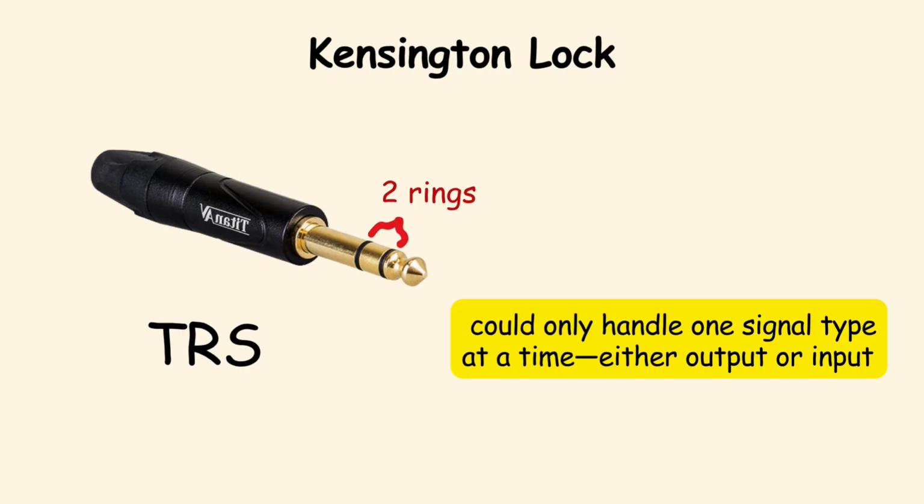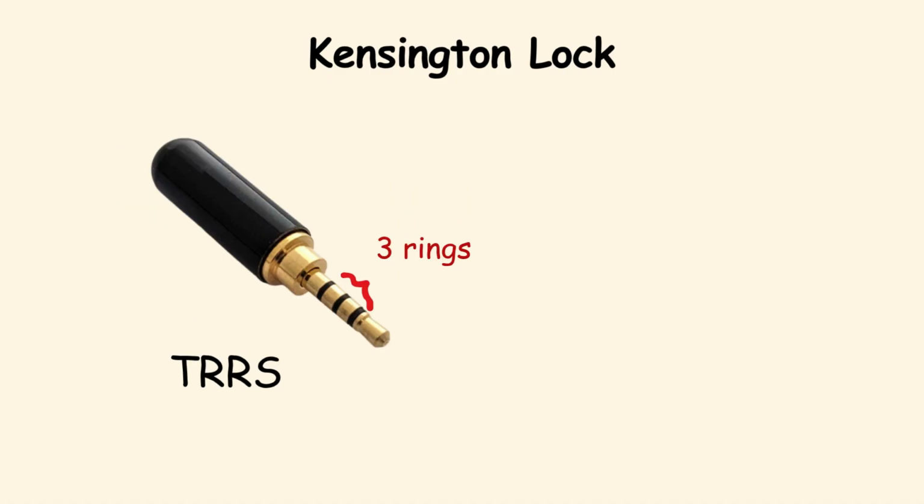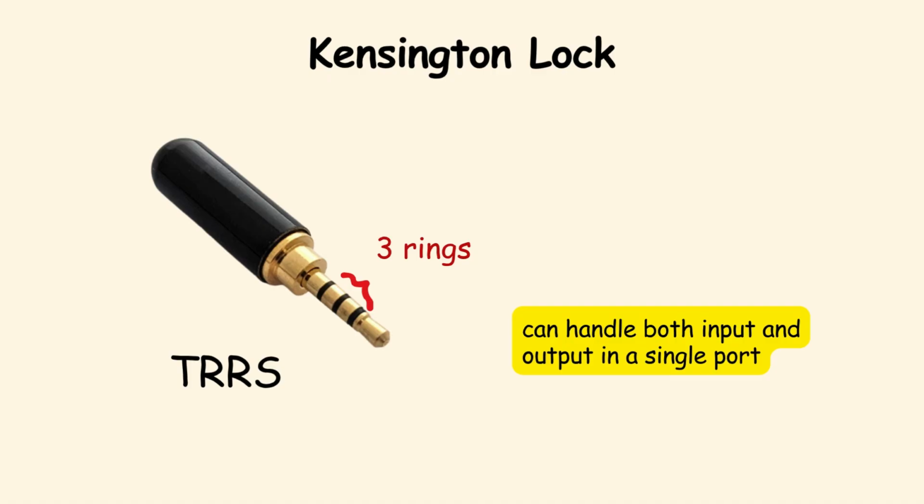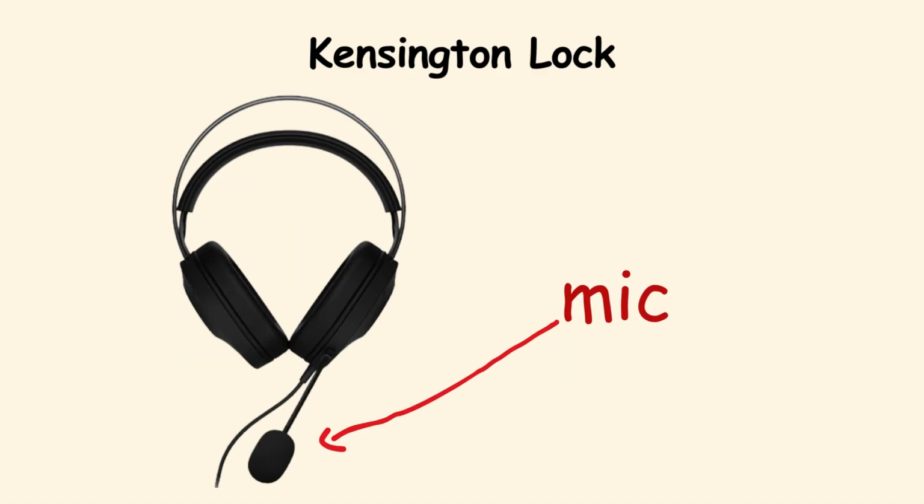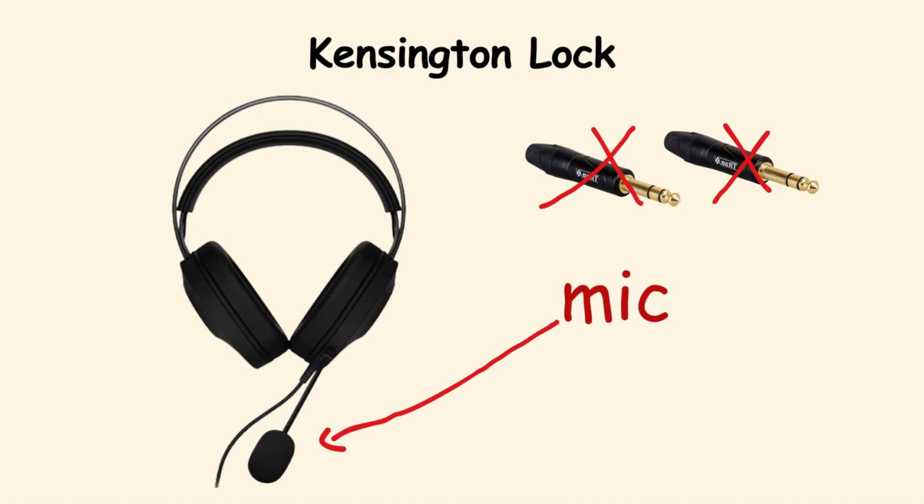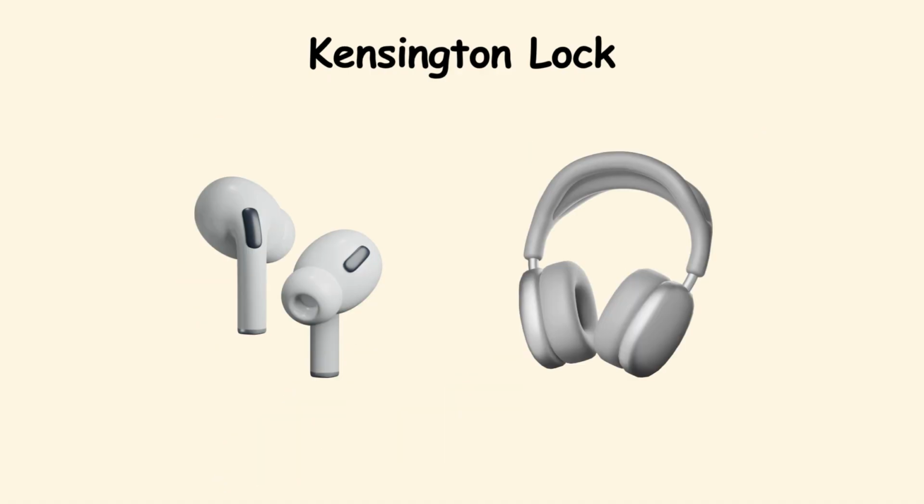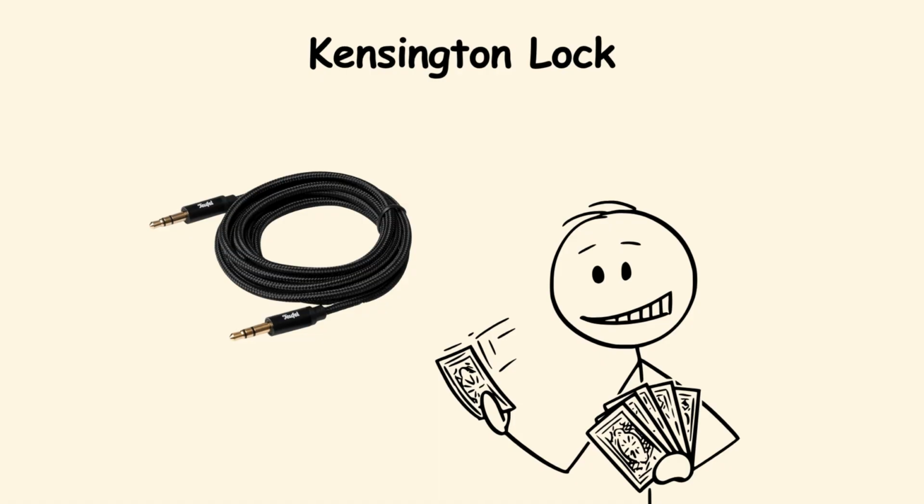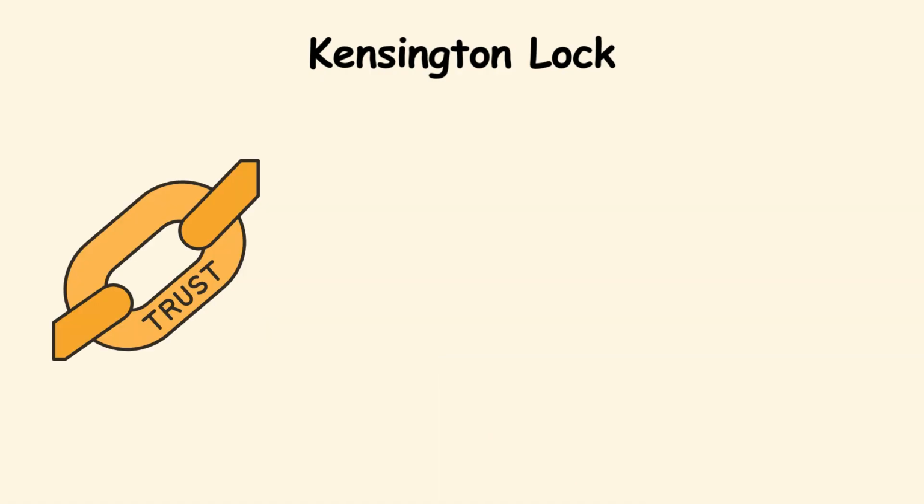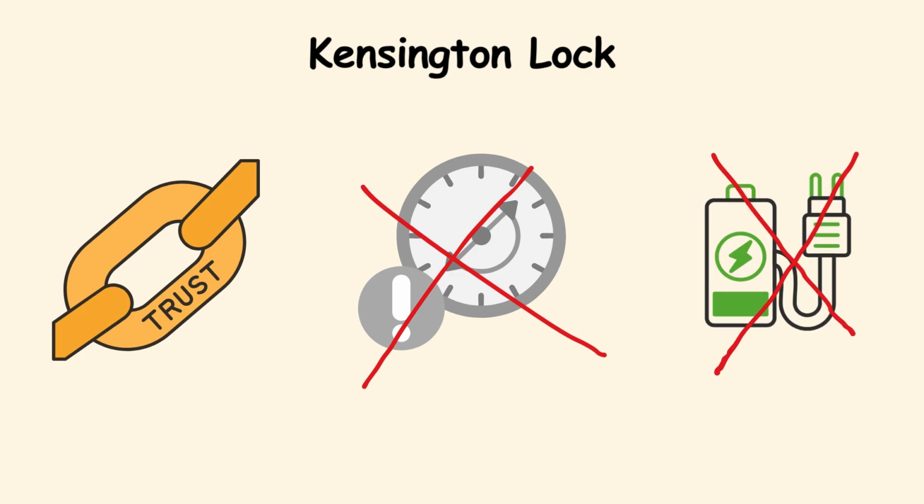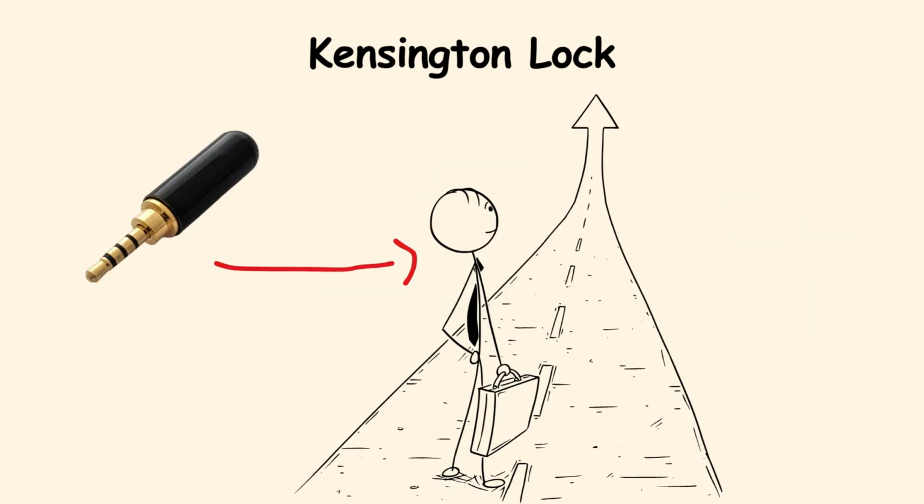That's because those ports used a standard called TRS, which could only handle one signal type at a time, either output or input. These days, most devices use TRRS jacks, which can handle both input and output in a single port. That's why you can plug in a modern headset with a built-in mic and have it work for both listening and talking without needing two separate cables. While wireless audio has become more common, the 3.5 mm jack is still popular because it's reliable, has no latency issues, and doesn't require charging. It's a simple port, but it stood the test of time.